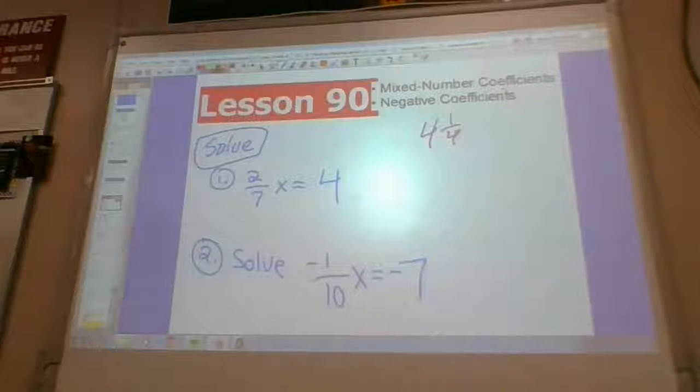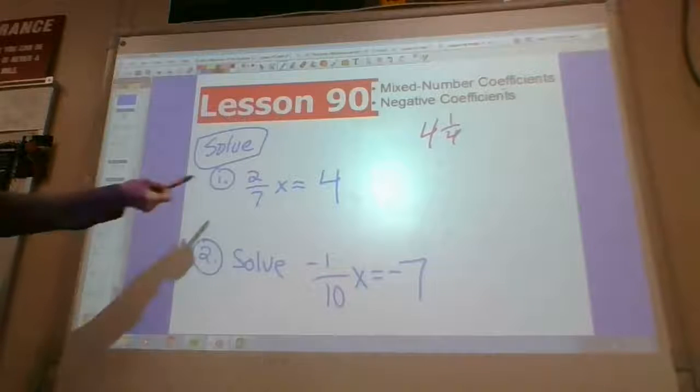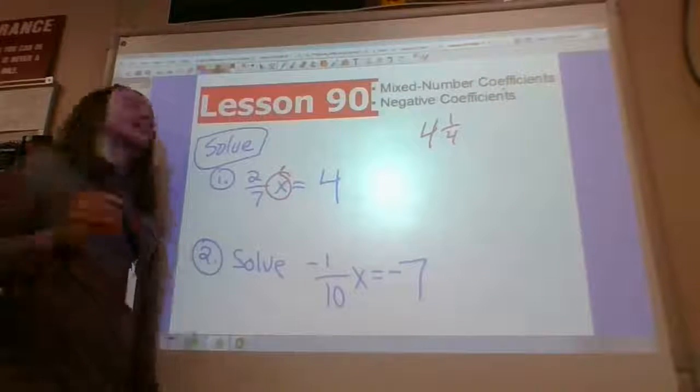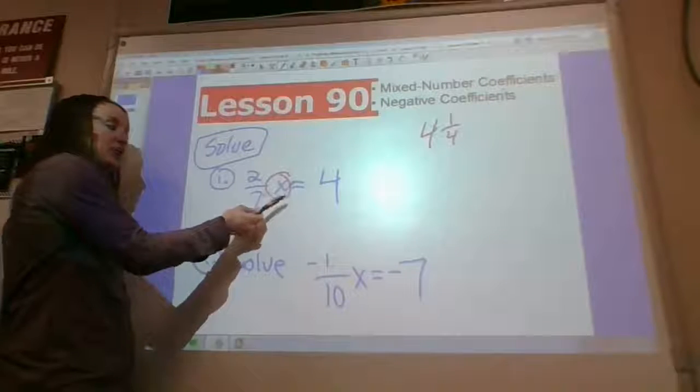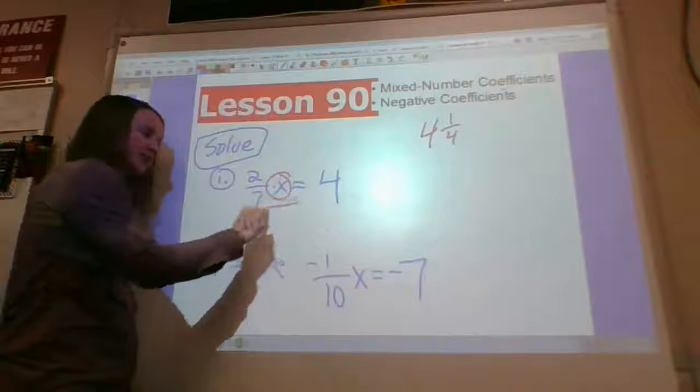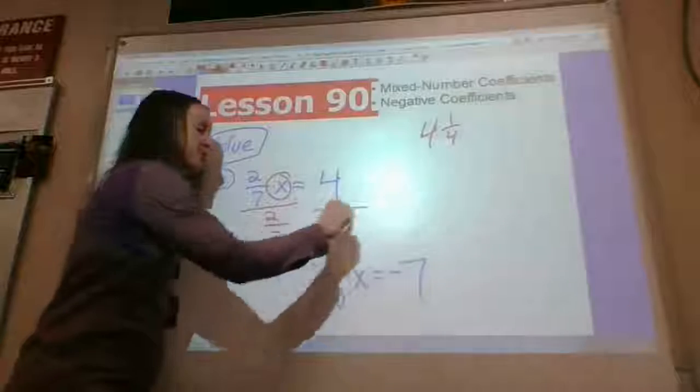And I would like you to take notes on this and write it out exactly as I write it out, because it will help you not do the opposite. And by the opposite, I mean this. Okay, so if we're solving, you're trying to find the value of x. And when we're solving, you want to get this all alone. Well, right now this is multiplication. So you guys know opposite of multiplication is division. So we divide both sides by 2/7.